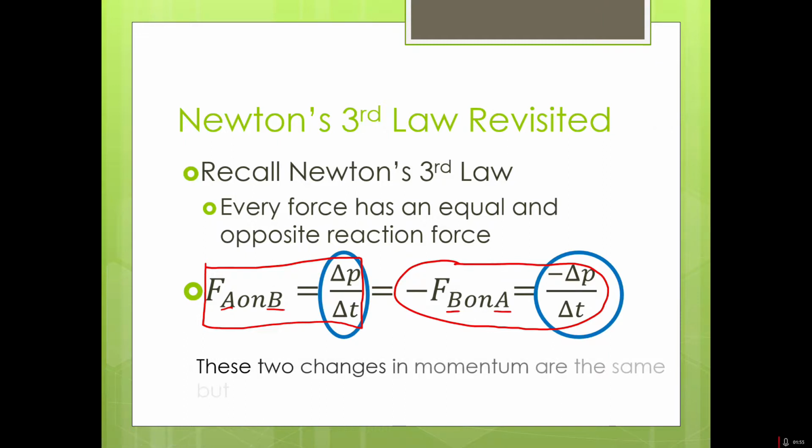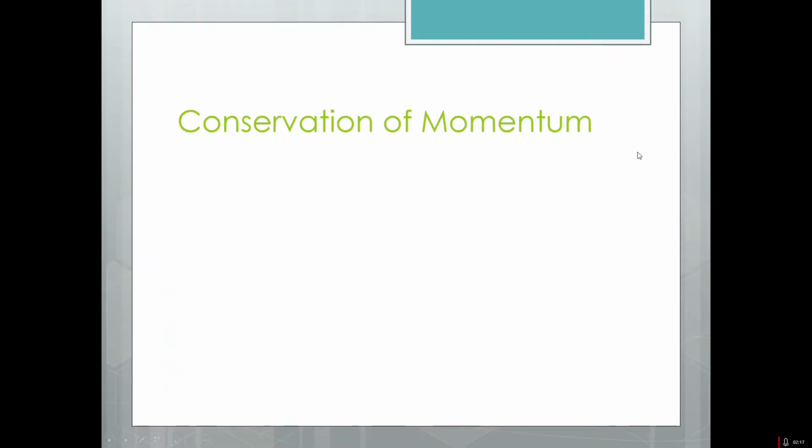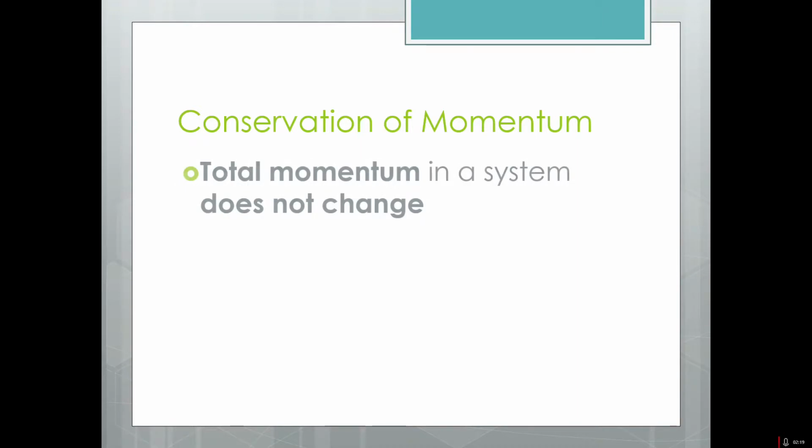So the momentum that changes on both objects is the same, they just happen to be in opposite directions. And this is true for all cases, especially if it's closed and ideal. Okay? So this is the conservation of momentum. And what that means is that the total momentum in a system does not change.